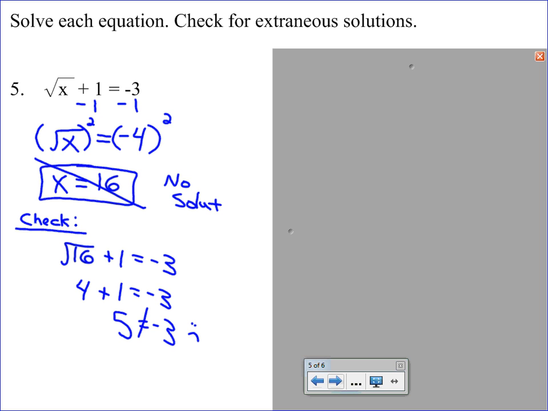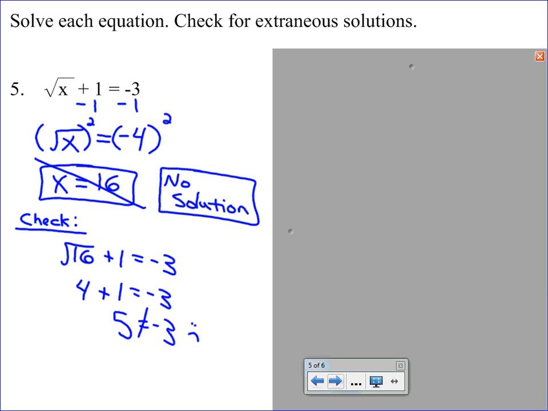So that 16 was something that worked out with algebra, and that happens sometimes when you square things. But when we checked for the extraneous solution, we found that we actually had one. It was an extra solution that did not work. And so we have to change our answer to be no solution.